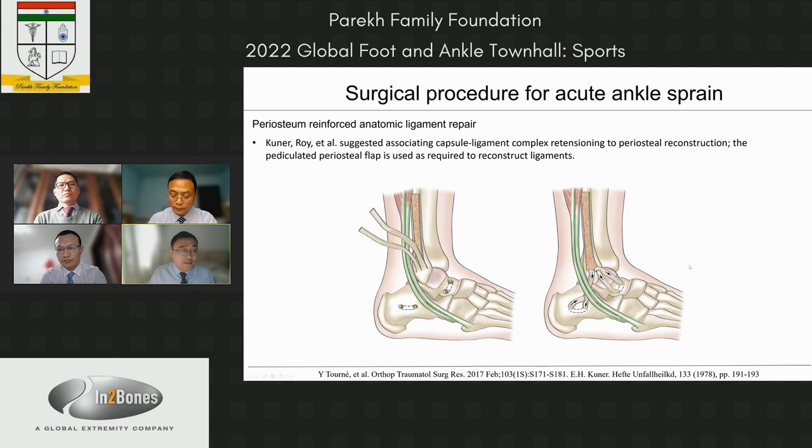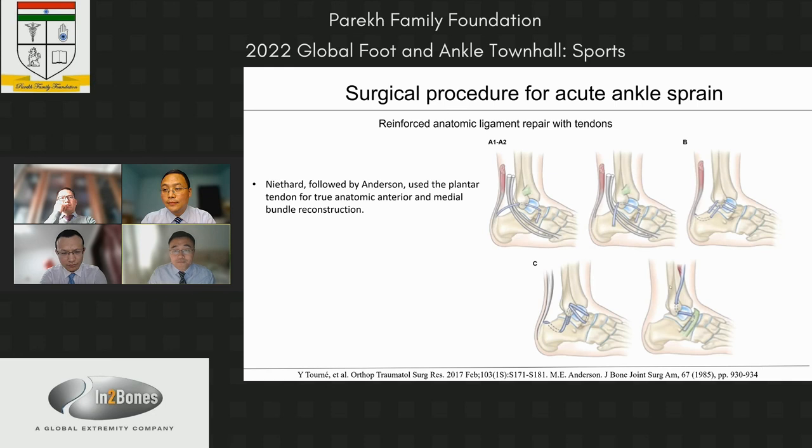The other technique is the periosteum reinforced anatomic ligament repair. They suggested associating capsule ligament complex retensioning to periosteal reconstruction. The pedicled periosteal flap is used as required to reconstruct the ligaments. The other technique is the reinforced anatomic ligament repair with tendons. They used the plantar tendon for true anatomic anterior and medial bundle reconstruction.